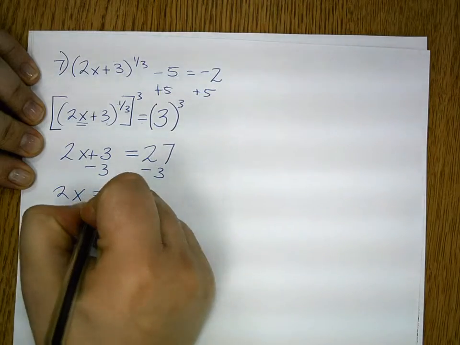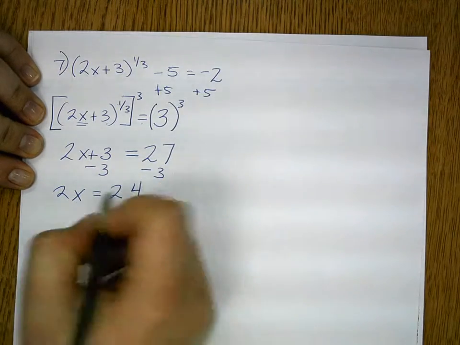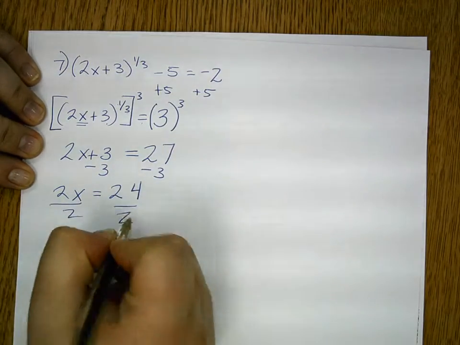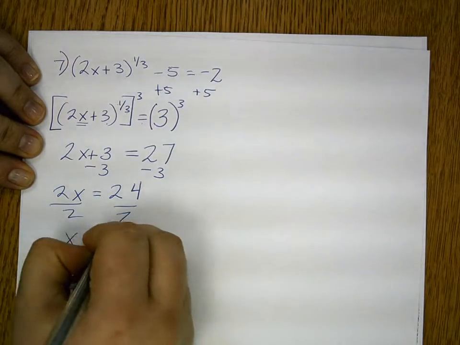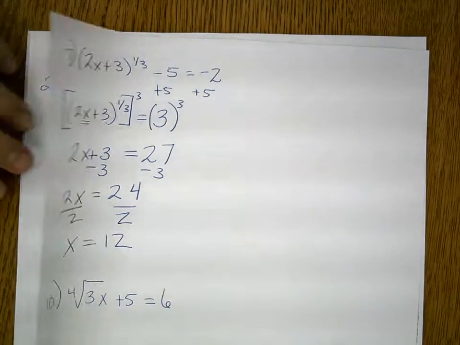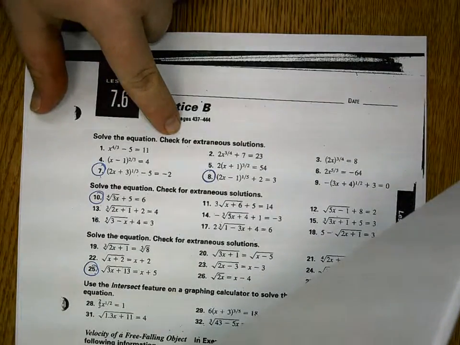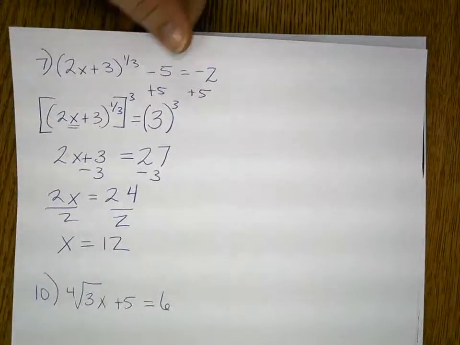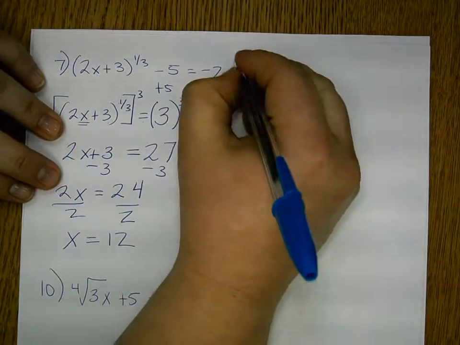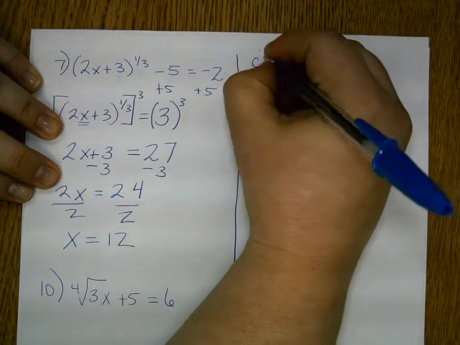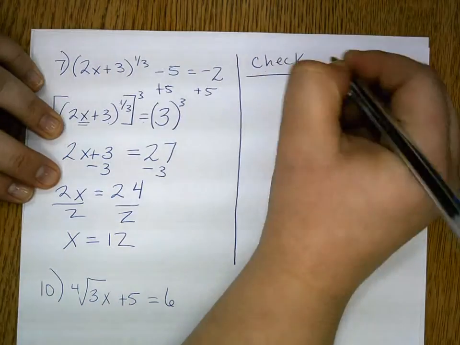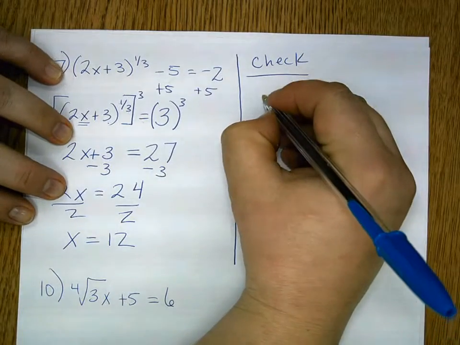Subtract 3 on both sides and we get that 2x is equal to 24. Divide both sides by 2 and x equals 12. Now looking back into the instructions, it says check for extraneous solutions. That means that we're going to have to check the one answer that we solved for and make sure that it makes sense in the original equation.